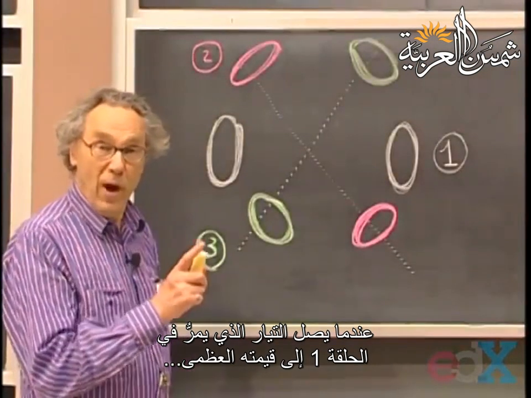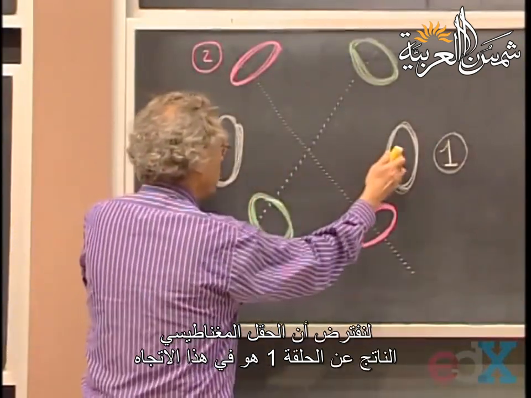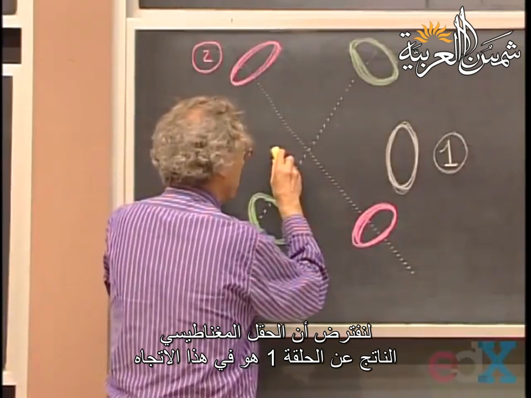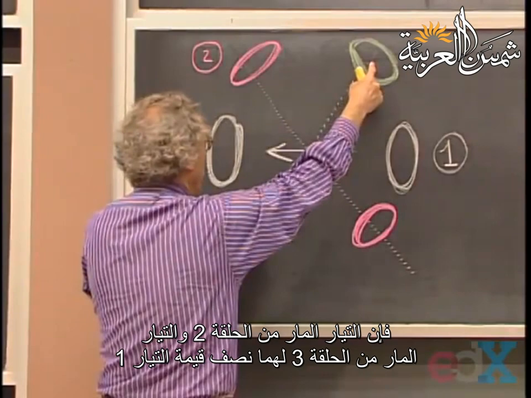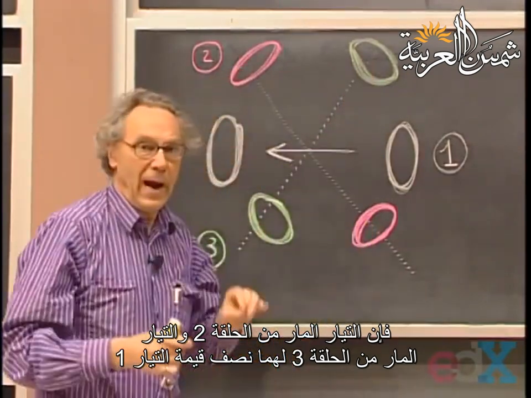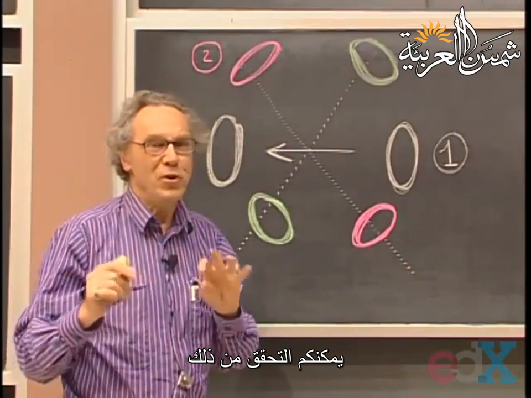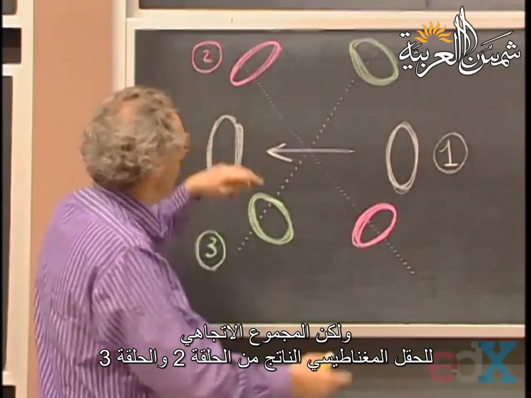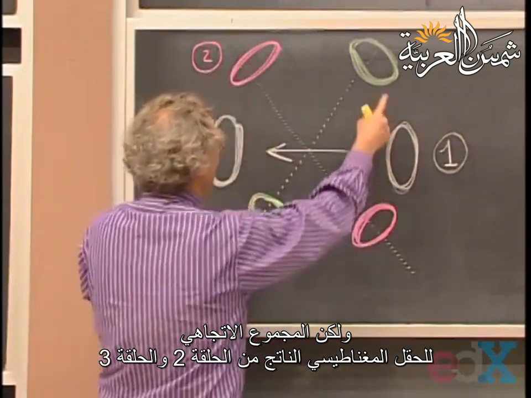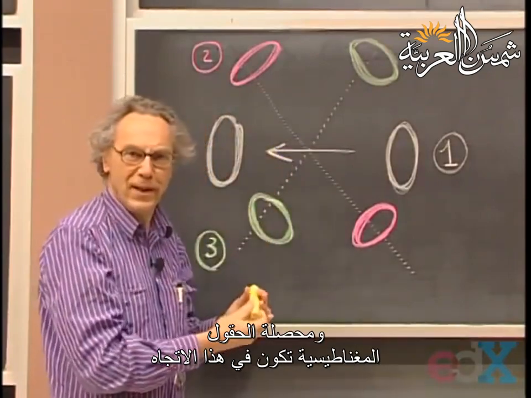When the current through loop 1 reaches a maximum, let's say then that the magnetic field due to loop 1 is in this direction. The current through this one and the current through this loop are 2 times smaller. You may want to check that. But it just so happens that the vectorial sum of the magnetic field produced by loop number 2 and by loop number 3 also happen to be in this direction. So the net magnetic field is in this direction.